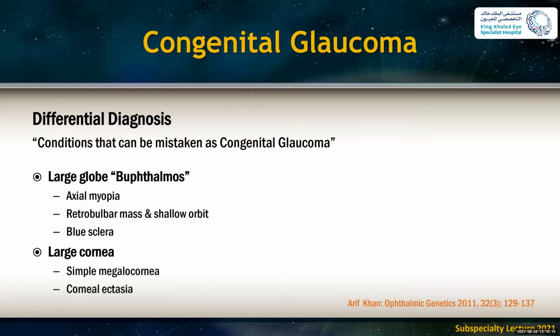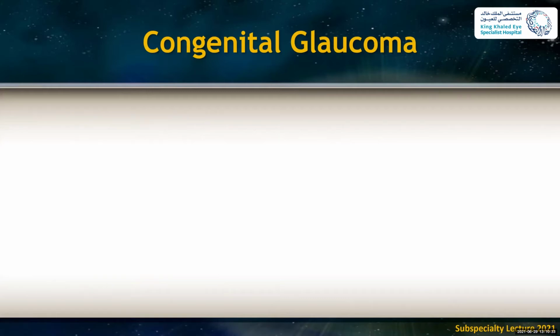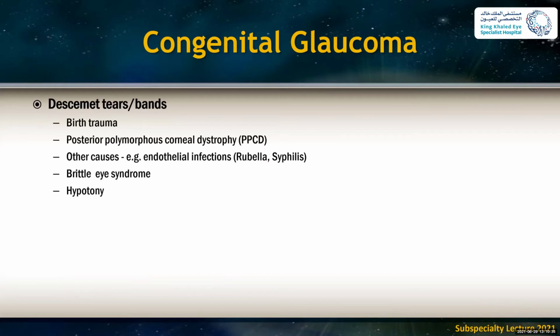Simple megalocornea, although most of the authorities consider it as a part of the spectrum of the congenital glaucoma. So with such a condition, you need to follow the patient for the rest of his life. He might develop glaucoma any time, corneal ectasia and so on. Then Descemet tears and the bands, birth trauma, we need to differentiate between Haab striae and birth trauma.